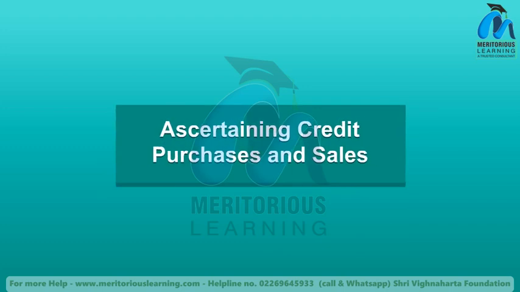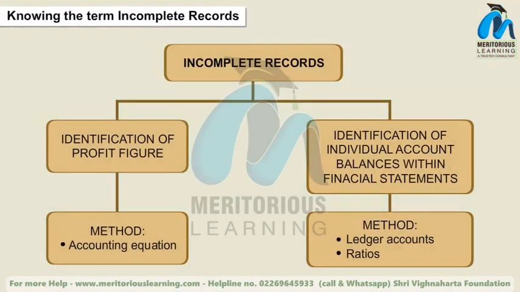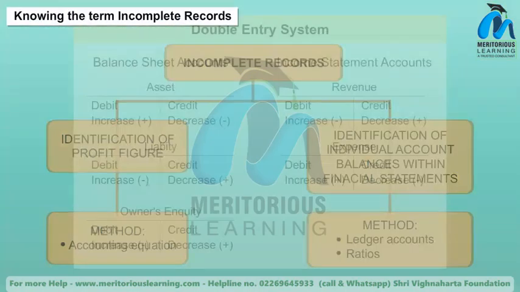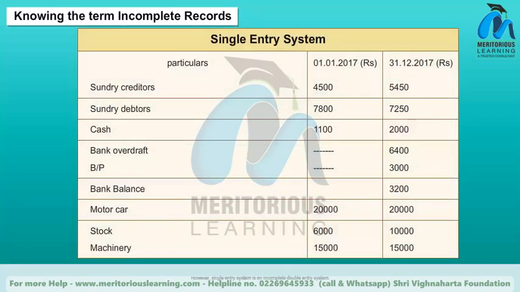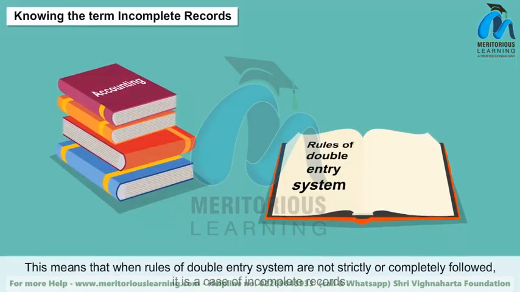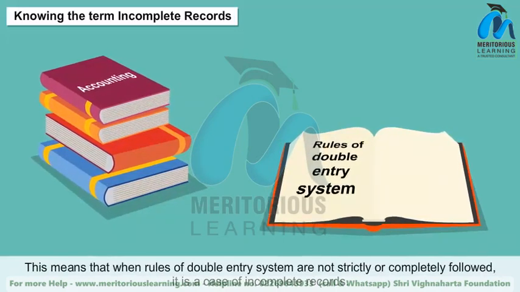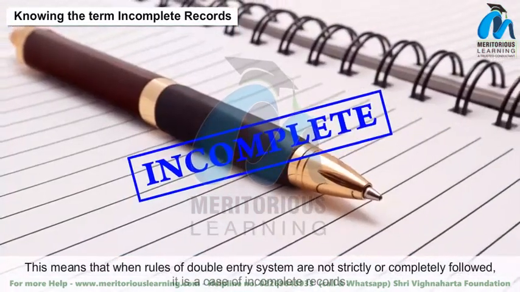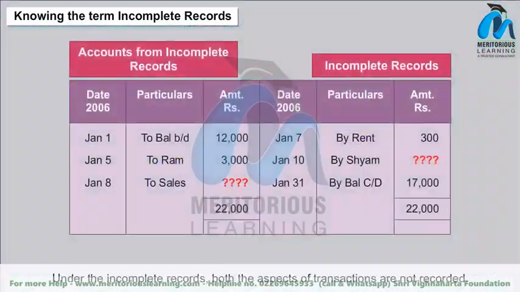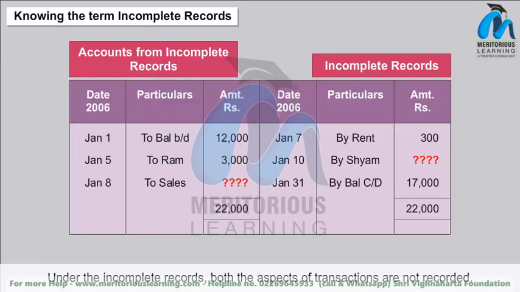Ascertaining credit purchases and sales. Knowing the term incomplete records. Double entry system is the system in which both aspects of a transaction are recorded. However, single entry system is an incomplete double entry system. This means that when the rules of double entry system are not strictly or completely followed, it is a case of incomplete records. Under incomplete records, both the aspects of transactions are not recorded.